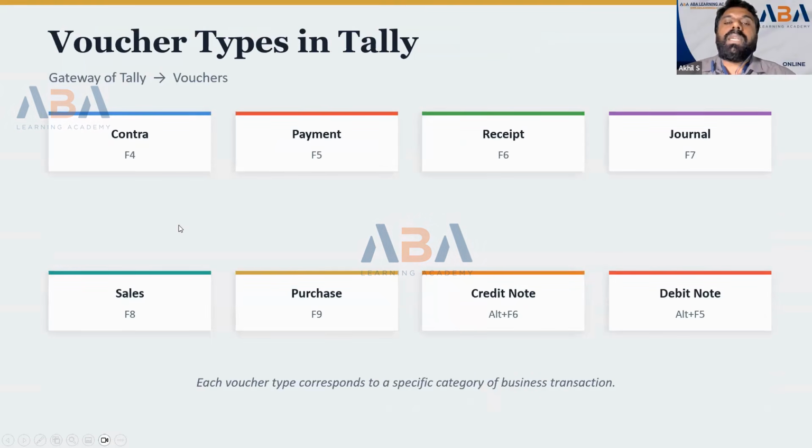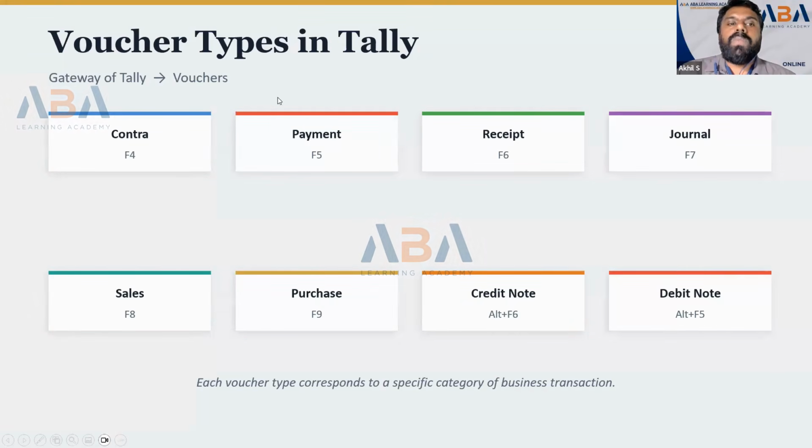So let's see the different types of vouchers in Tally. Okay. So which are the different types of vouchers in Tally? Let's see. So these 8 voucher types are the important accounting vouchers in Tally. Okay. So in this session, we will be going through the accounting voucher section. So these are the important 8 voucher types in Tally.